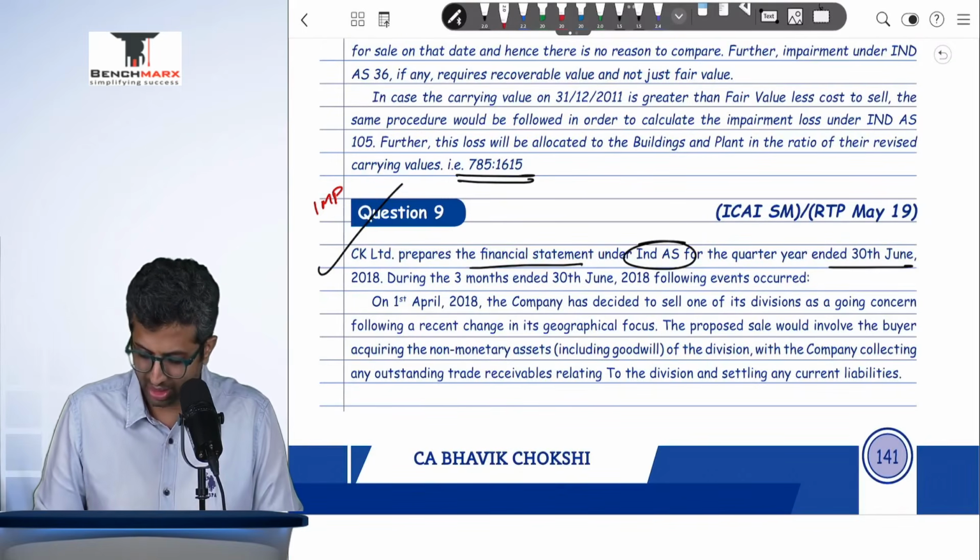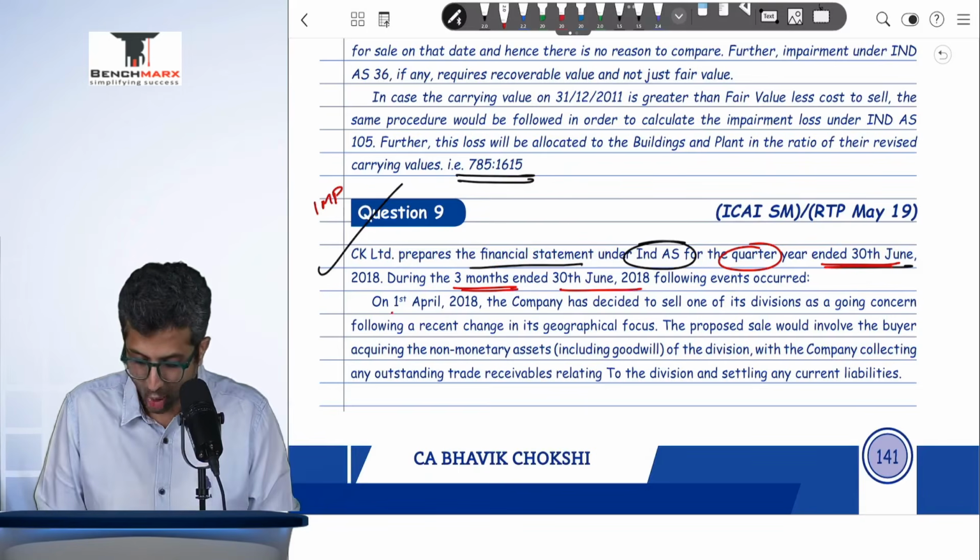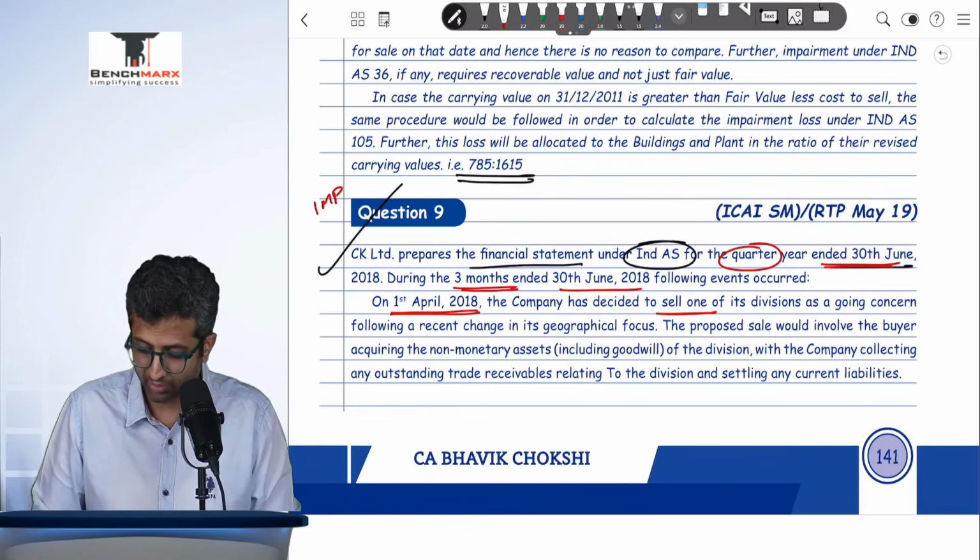CK prepares CFS as on Ind AS for the quarter ended 30th June. During the 3 months ended on 30th June 18, the following events occurred. So this is during the quarter. On 1st April 18, that is at the start of the quarter, the company has decided to sell one of its divisions as a going concern, following a recent change in its geographical focus.